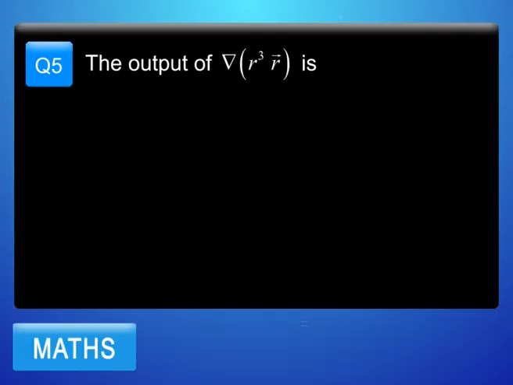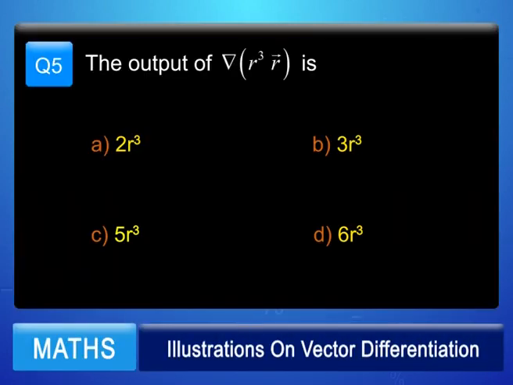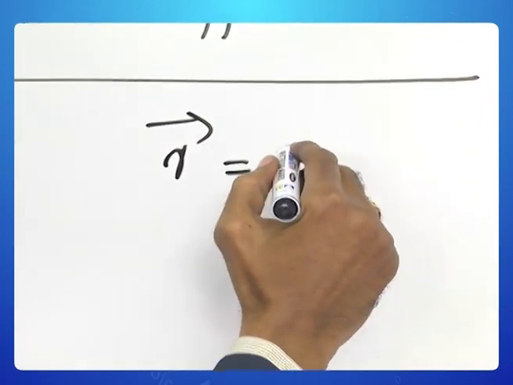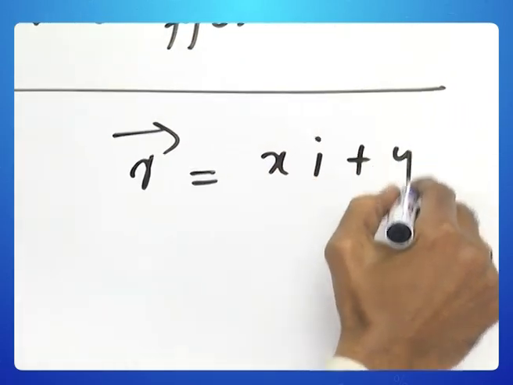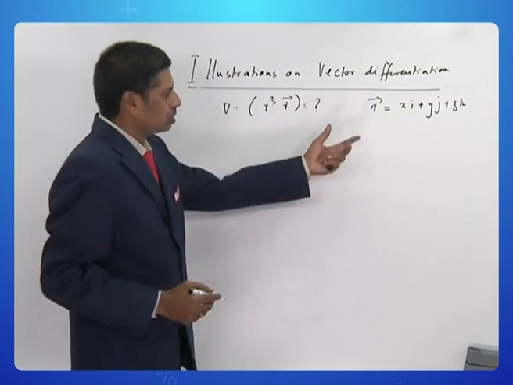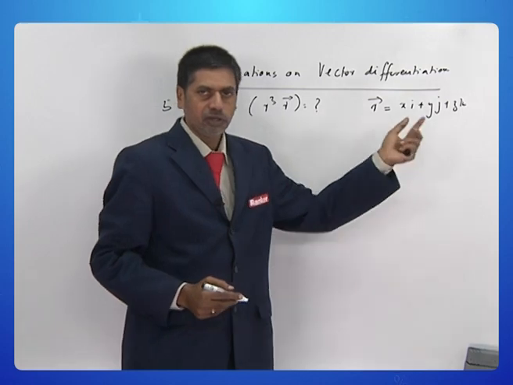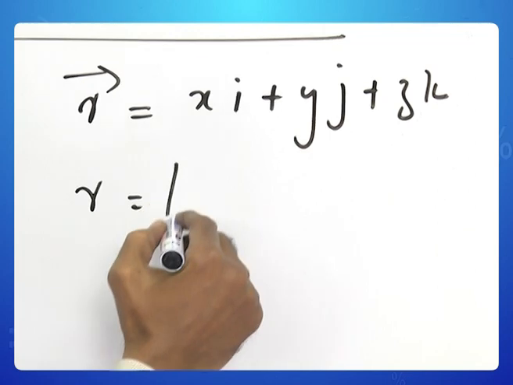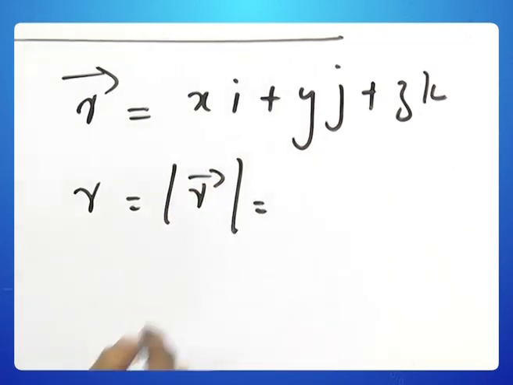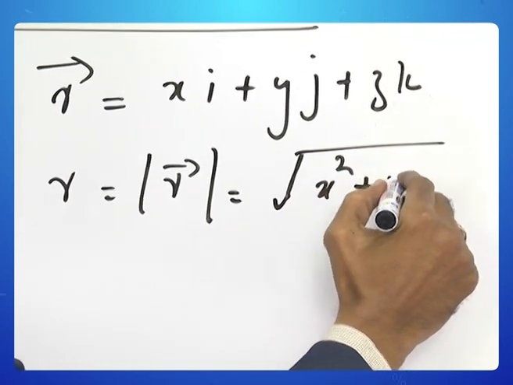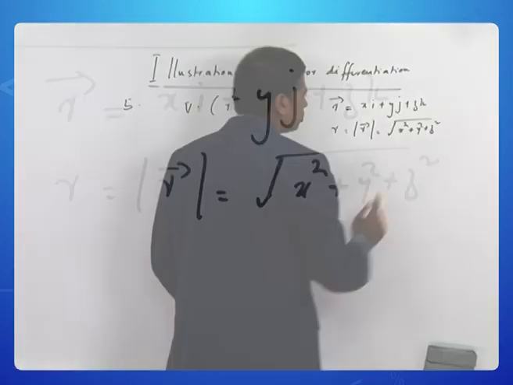Question number 5. What is the output of del dot r cube into r bar? We define r bar is equal to xi plus yj plus zk, and this is called the position vector of any point on a space curve. Small r means the magnitude of this vector. So that is nothing but square root of x squared plus y squared plus z squared.